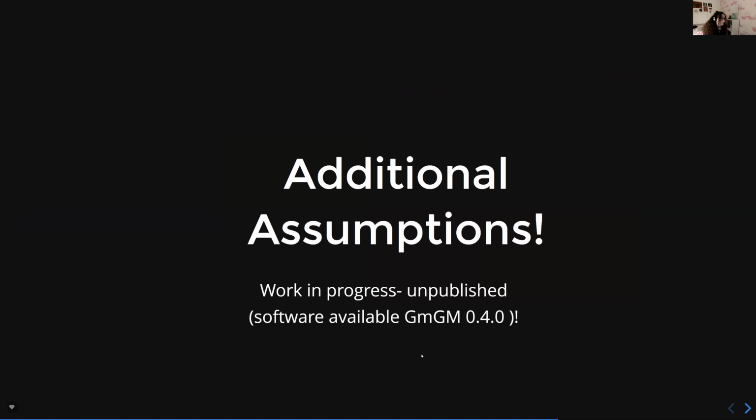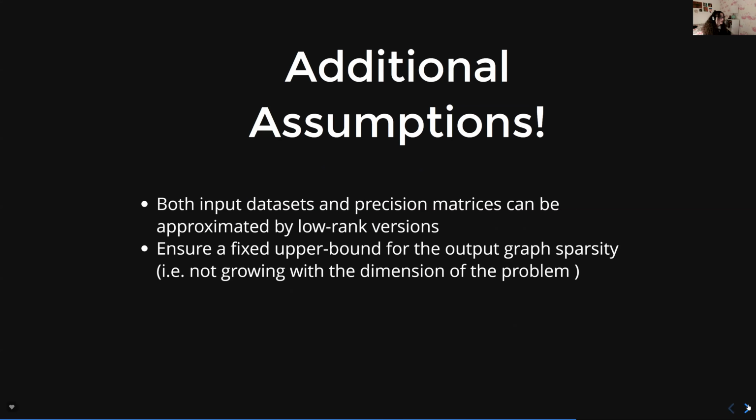But we are working on additional assumptions, and this is a work in progress, under review. These additional assumptions are the following. The input data sets are an issue because they are enormous. The precision matrices could be approximated by a low rank version. And then we can also ensure a fixed upper bound for the sparsity of the graph that we want to estimate, so when the dimensions grow, this will not grow with the dimension.